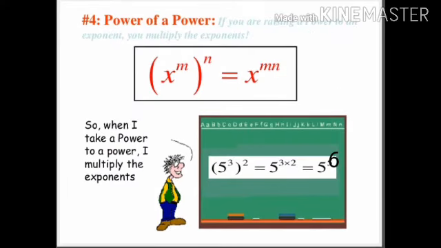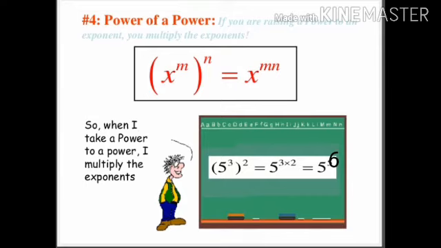Next, power of a power. Here observe that x contains 2 powers, that is m and n. In this case we can multiply the powers, that is x power m into n. Example, 5 cube whole square, that is 5 power 3 into 2, that is 5 power 6.